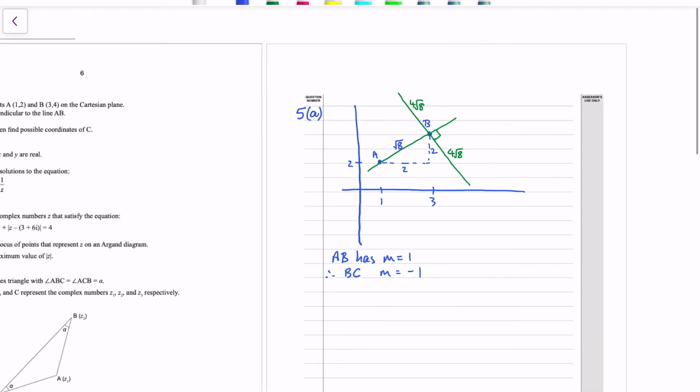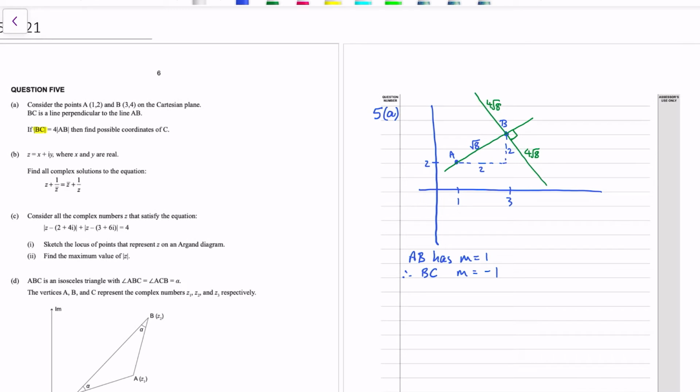Now we could do this algebraically, and we could call the point C, saying find the possible coordinates of C. We could call them x, y, and then set up an equation. But if the length is 4 times longer, if the hypotenuse is 4 times longer, and we've got similar triangles appearing here because the angles are the same, then we just need to go out 4 times the x direction and 4 times the y direction. So from B, we either go out 8 and down 8, or we go up 8 and back 8. Okay, and that will be enough to solve the problem.